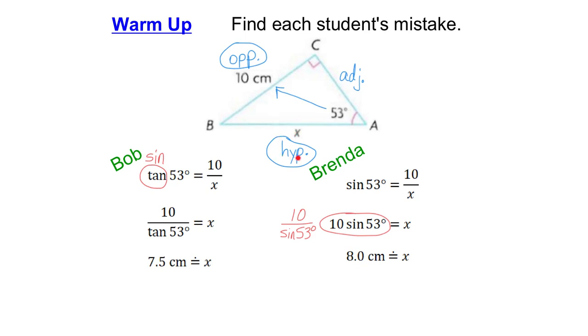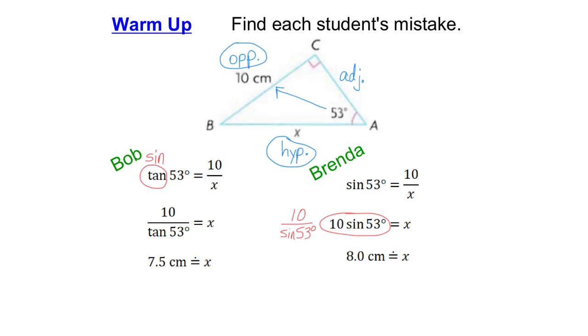Because we're trying to find the hypotenuse and we know the opposite side in this case, opposite and hypotenuse, that should be sine, not tan. So there was Bob's mistake. And Brenda, well, she used sine. Sine of 53 is opposite 10 over hypotenuse x, so that's correct. But the next line, to solve for x, it's not going to be 10 times sine 53, it's going to be 10 divided by sine 53. So that was her mistake right there.